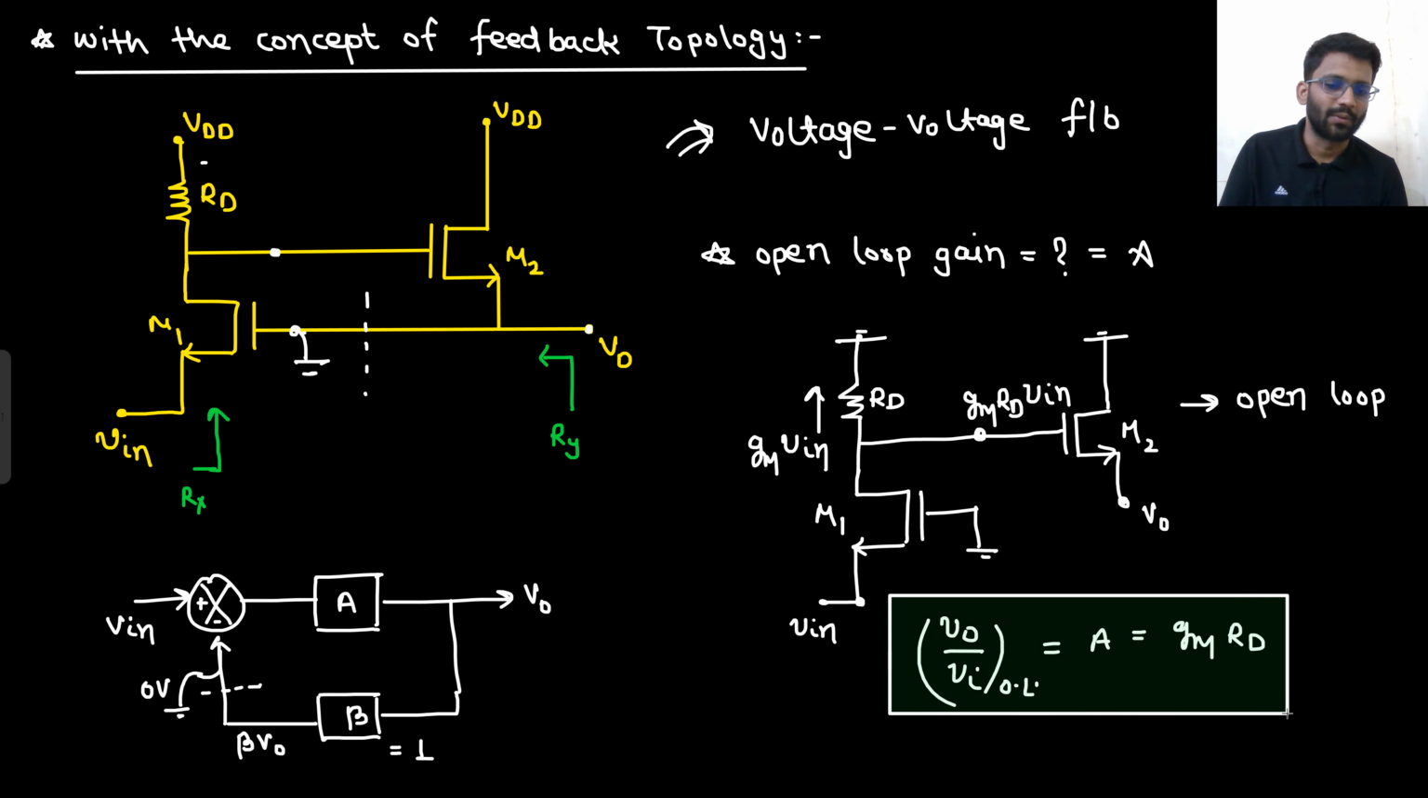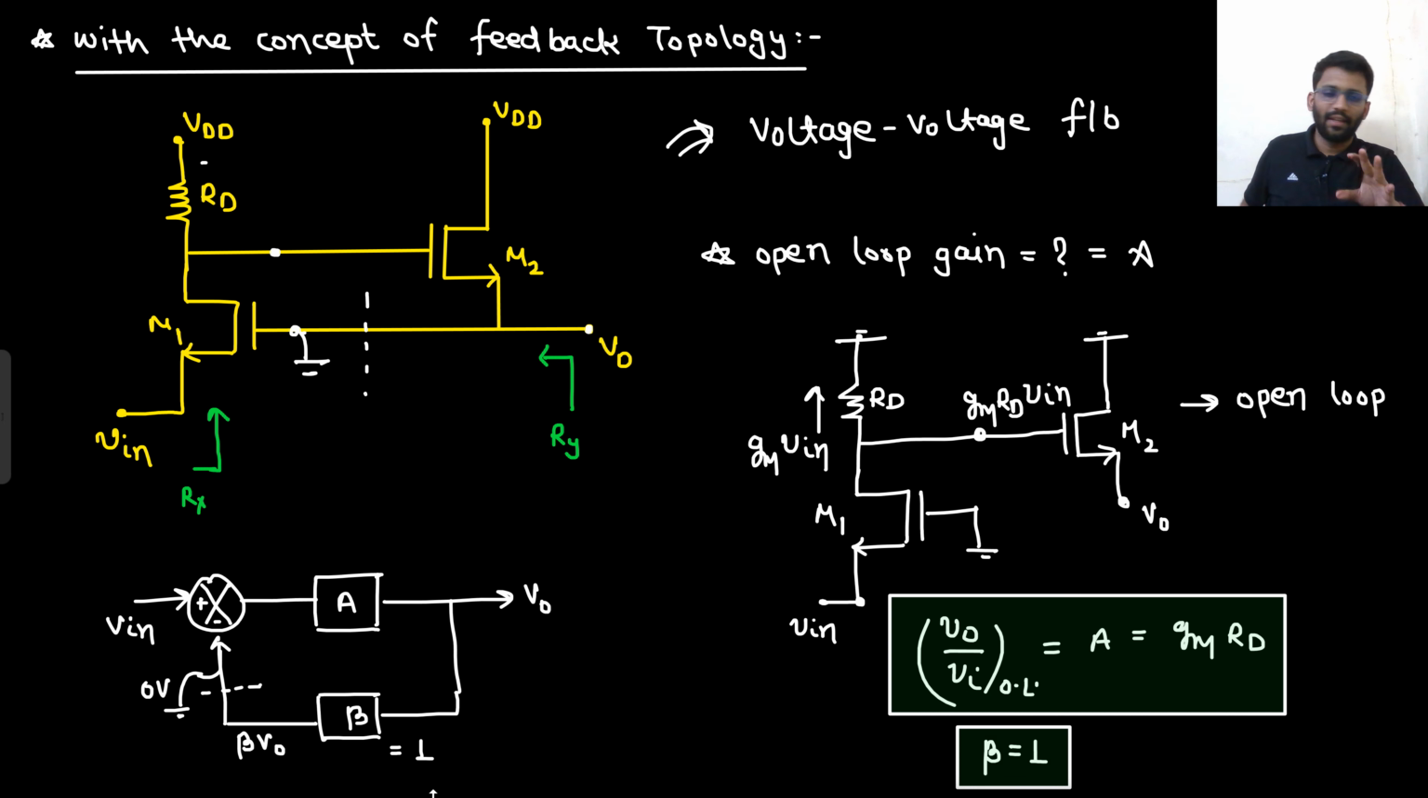This is one thing we got to know, right? What else do we know? What is the feedback factor? Feedback factor is 1. V naught is directly coming here without being multiplied with any factor. So feedback factor is 1. So beta is 1. So A is GM RD, beta is 1. Right? A is GM RD and beta is 1.